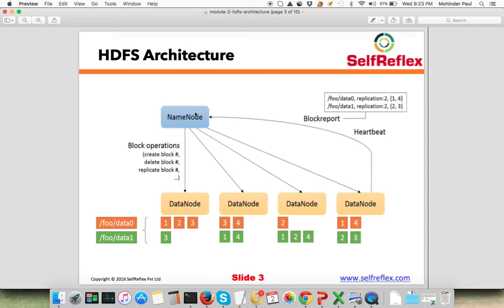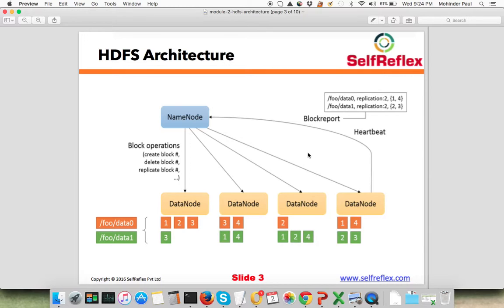Your name node stores only the metadata. That means it stores only the information about every file. It knows which blocks belong to which file, and it also knows which blocks are present on which data nodes. Your data nodes will keep sending a heartbeat signal to the name node, from which the name node can figure out whether the data node is alive or dead.